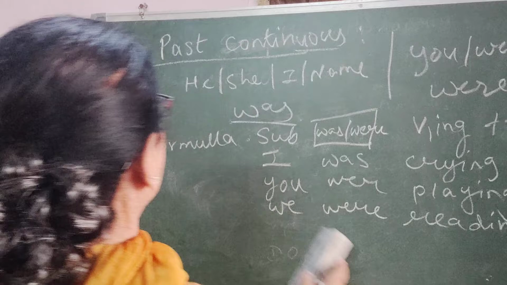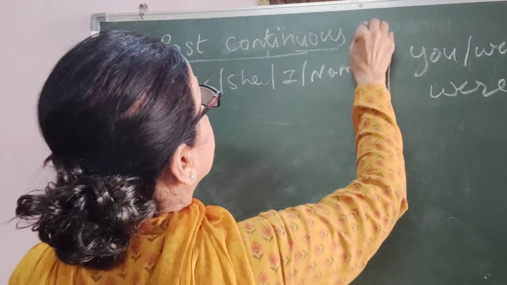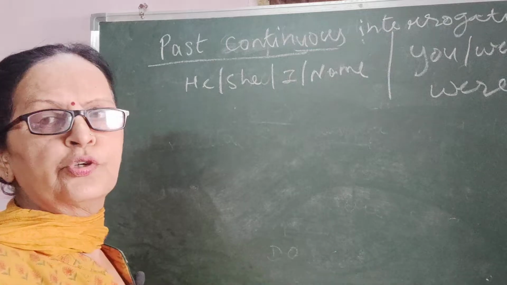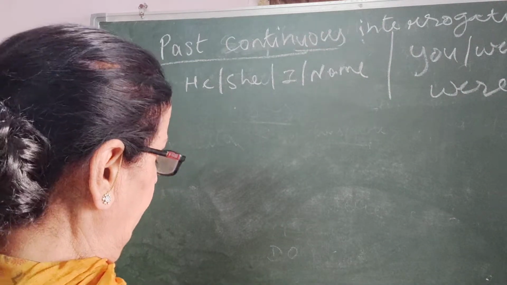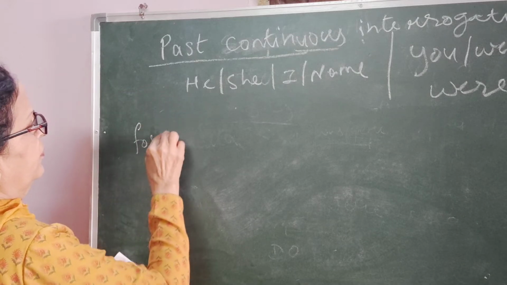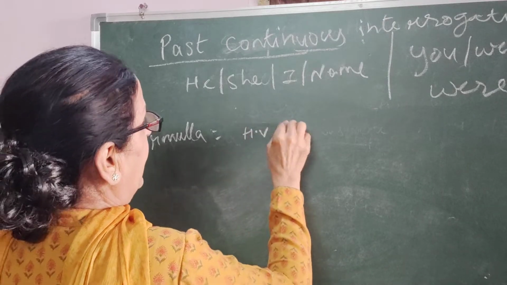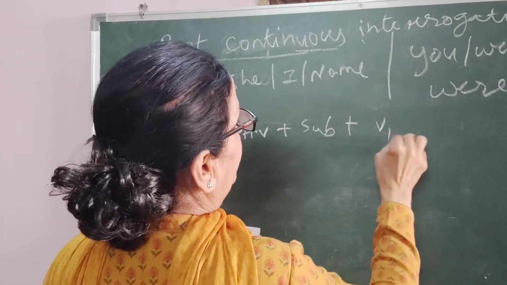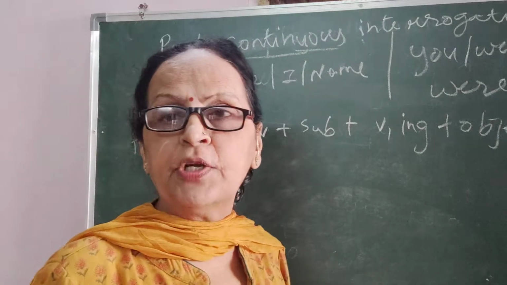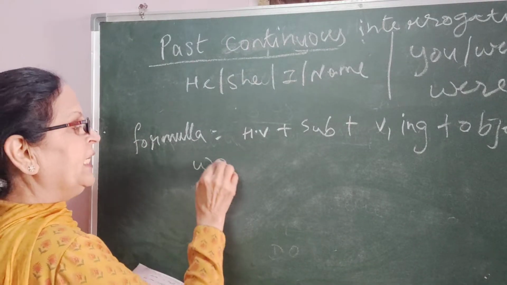Now we proceed on for the second one. Past continuous interrogative. Interrogative again. Now you are used to it, it's a question mark, right? For interrogative, it starts with helping verb. So your formula is helping verb plus subject plus verb 1 ing plus object. Right? I wrote I was teaching English in my past continuous. So what it will be? Was I teaching English?